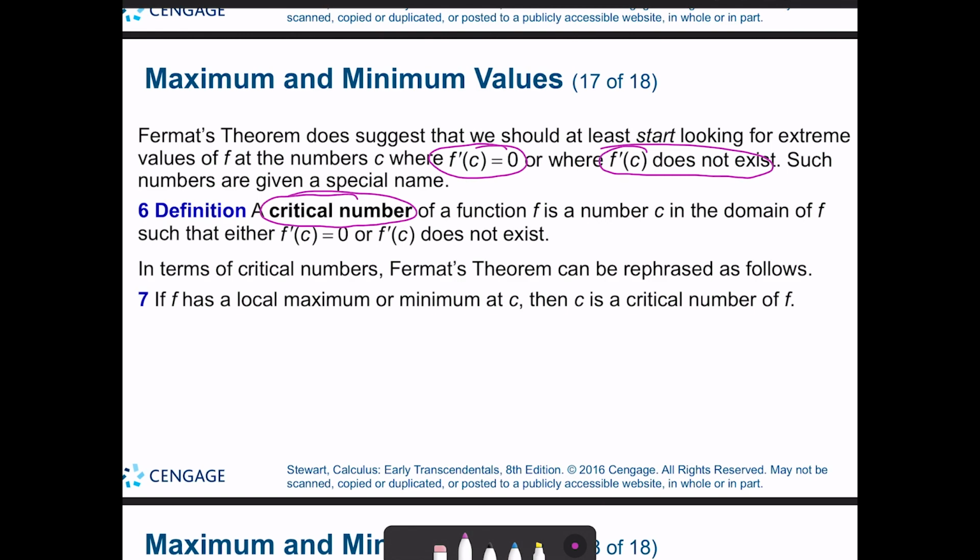The critical number of a function f is a number c that's in the domain of our function such that either the first derivative is equal to 0 or the first derivative does not exist. And then the author rephrases Fermat's theorem and says that if the function has a local max or min at some particular x value, for example c, then c is a critical number of f. I think that's a fine way to phrase it.